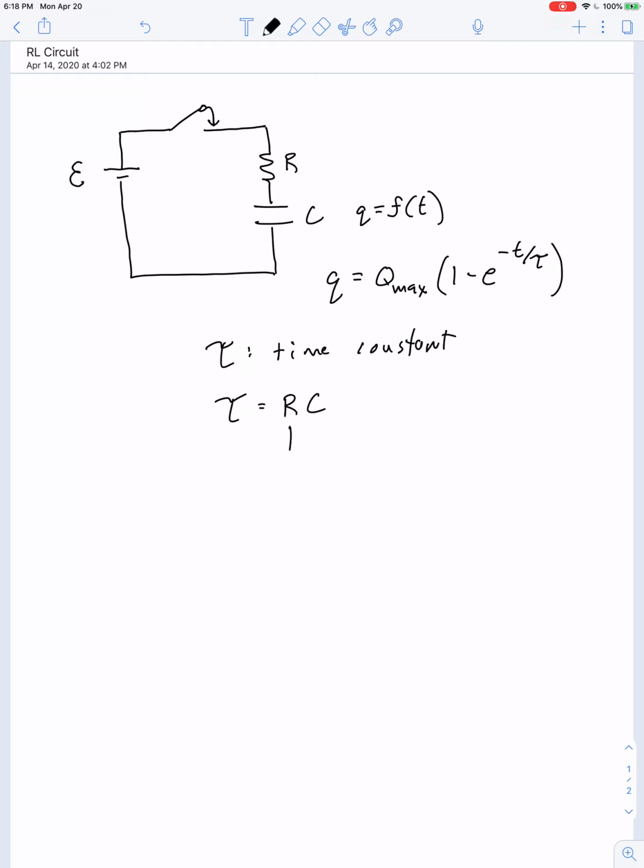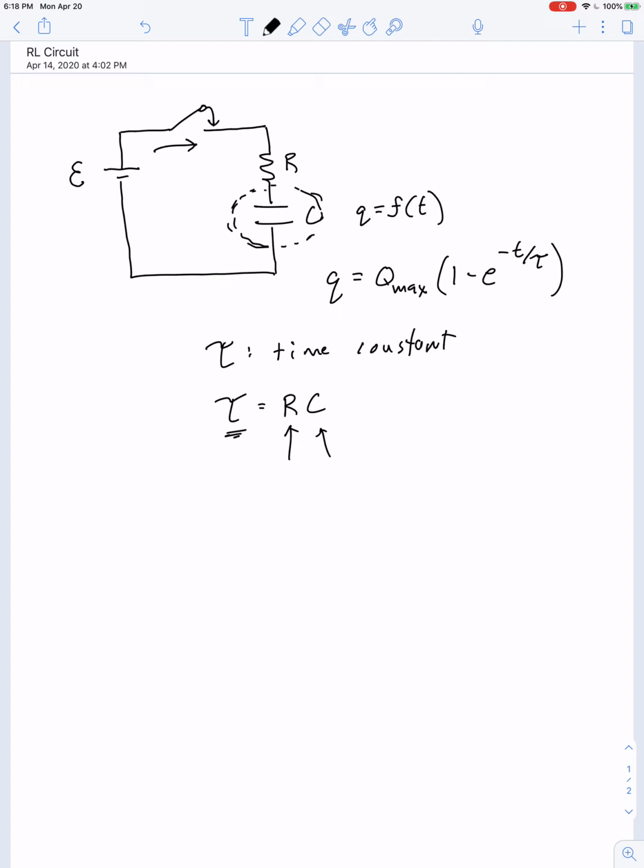The idea here is with greater resistance, you'd have a smaller amount of current flowing, and if less current flows to the capacitor, it should take more time to charge up. The other idea is if the capacitance is larger, then it's going to take more time to fill up because it's a bigger object to fill. So the time constant is directly proportional to both the resistance and the capacitance.